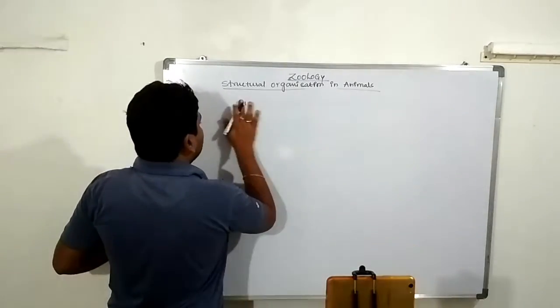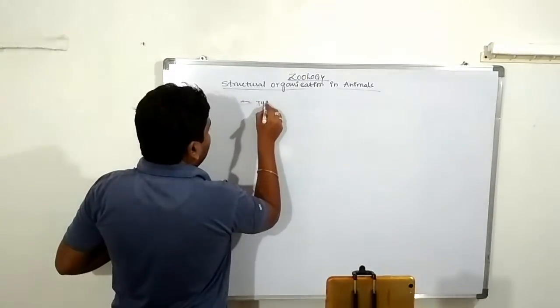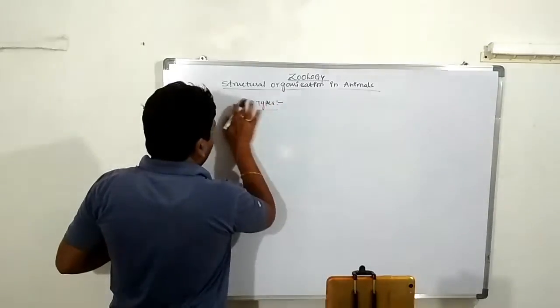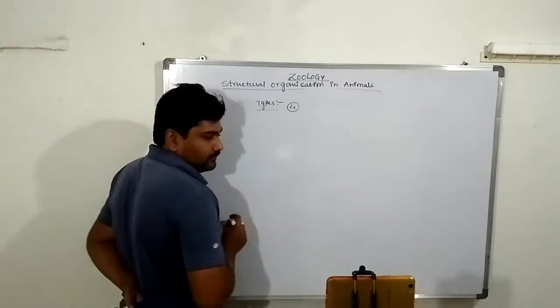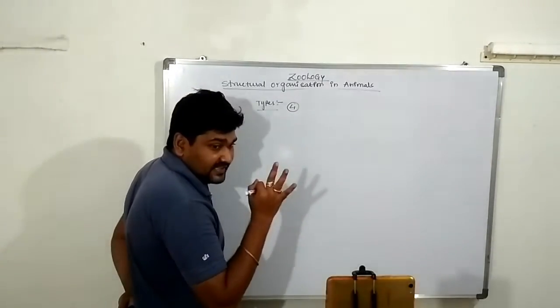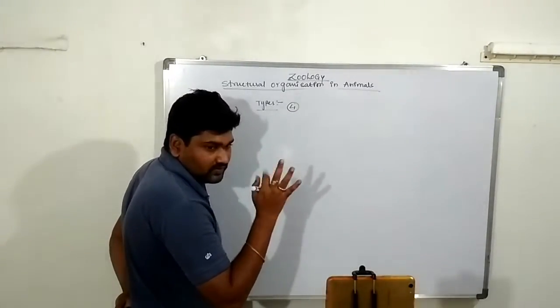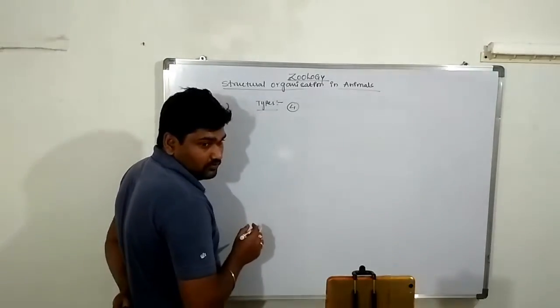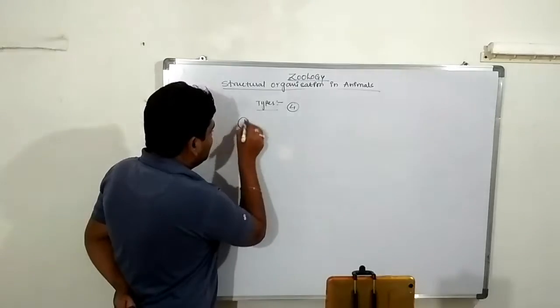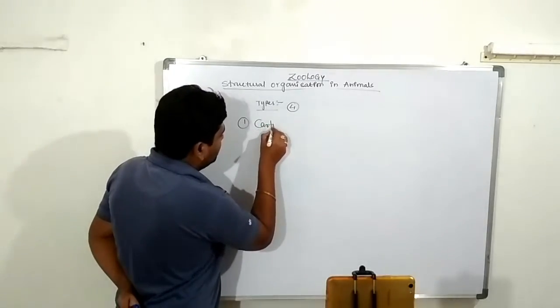The types of bones according to their mode of formation. There are 4 different types of bones, and 3 different types of cells. Okay, clear? Yes. First one is cartilage bone.